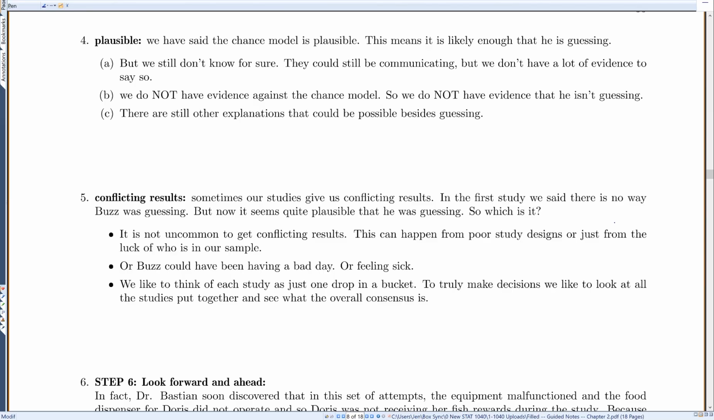Now, you might have noticed that was conflicting results. Okay, so in our first study, we said there's no way he was guessing. But now it seems plausible he is guessing. So which is it? Okay, well, it's not uncommon to get conflicting results. This can happen from poor study designs or just from the luck of who's in our sample. Okay, maybe Buzz is just having a bad day or feeling sick. Or maybe, like on the first study, they really could see light around the curtain. And that's how they were doing it. Okay, so maybe he was right to try the plywood board. So really, what we like to do is think of each study as just one drop in a bucket. To truly make decisions, we like to look at all of the studies put together and see what the overall consensus is.